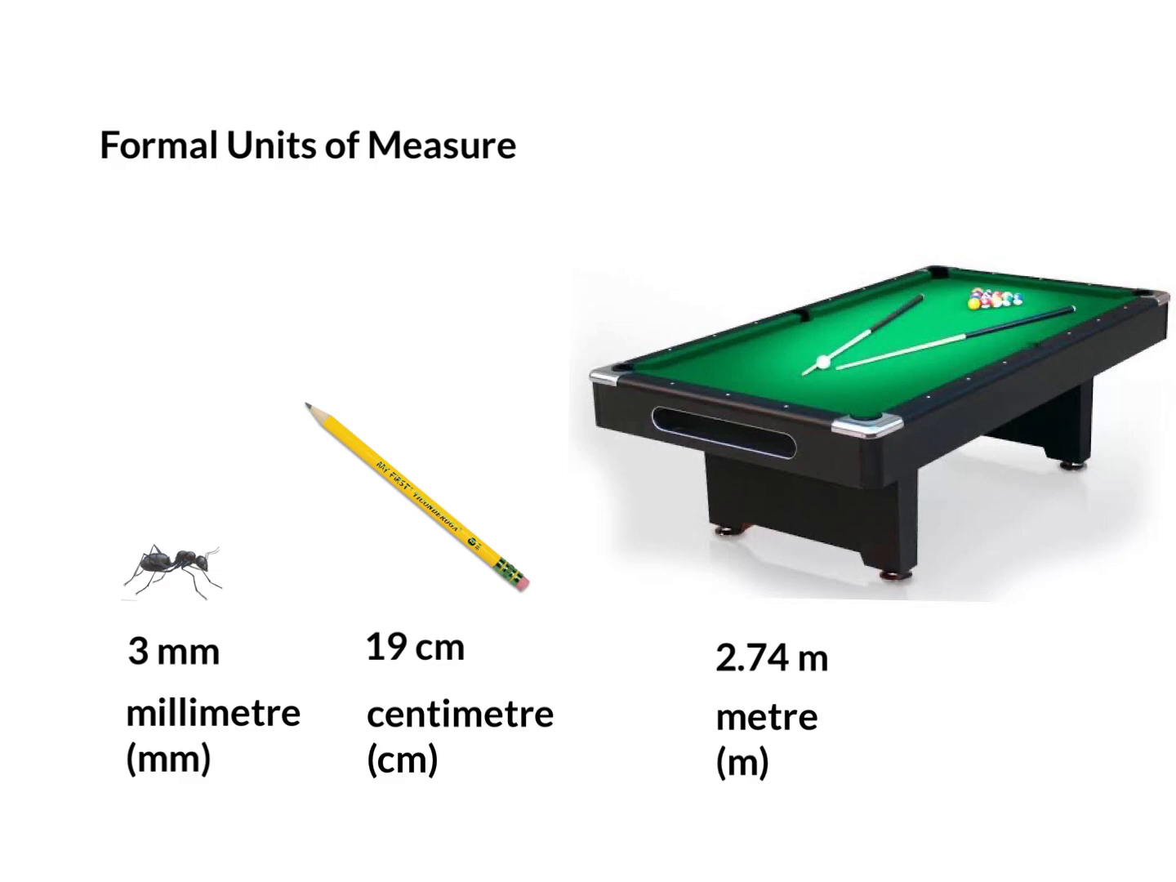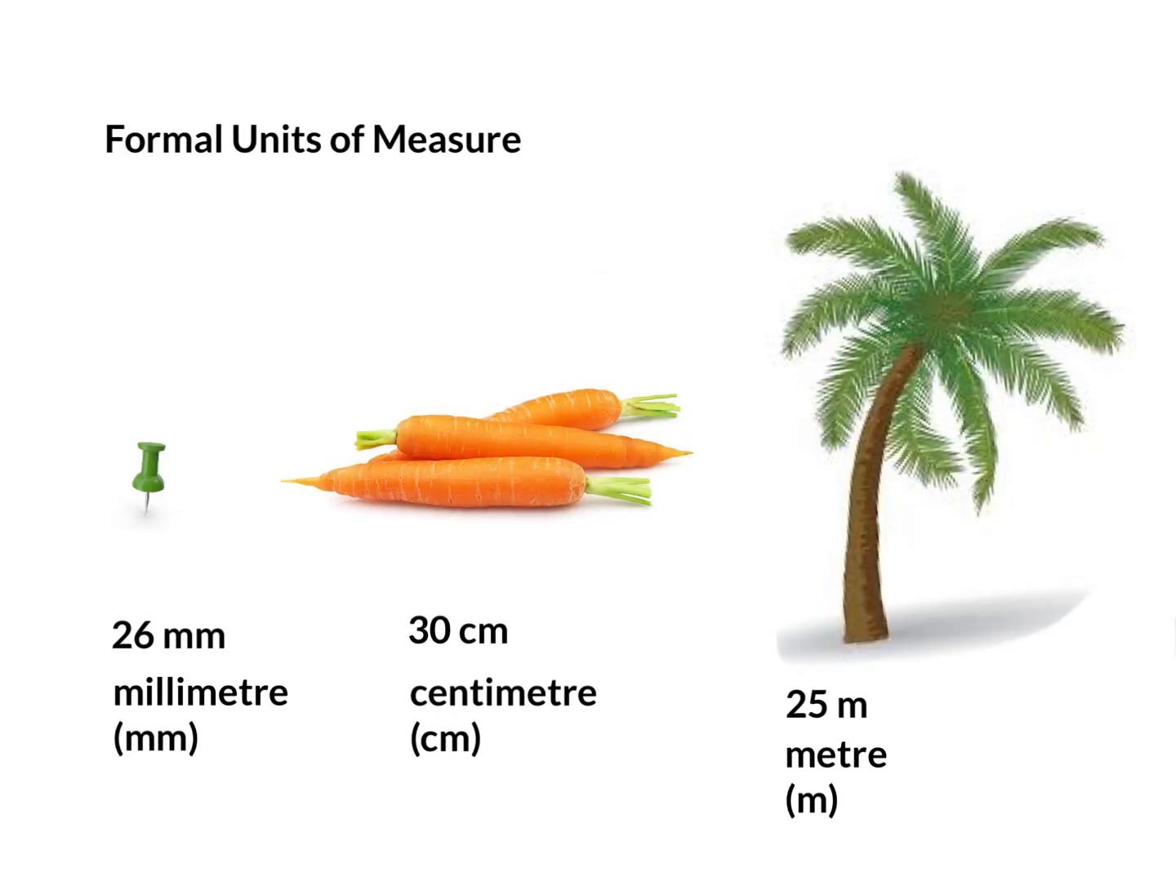If we use this picture as an example, we know that millimeters in this example are the smallest unit of length measurement, then centimeters, and then meters. Let's look at another example of formal units of length measurement.